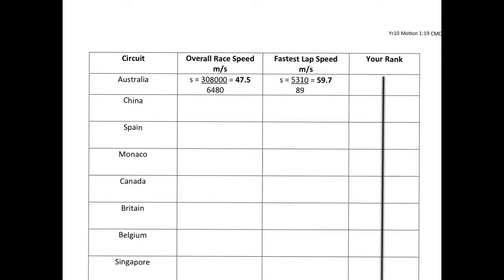Okay, so if you do that for all the different Grand Prix circuits, it's quite a lot of number crunching. You'll then see the fastest circuit, and you'll see the slowest circuit, and you'll see the fastest lap time and the slowest lap times. And then you can rank them. Everybody should get the same rank if they do the same maths. Good luck.